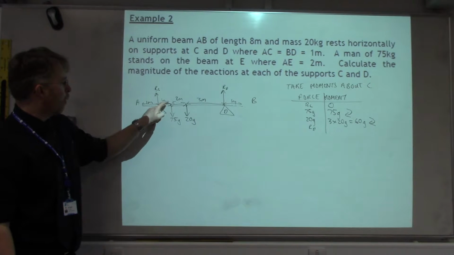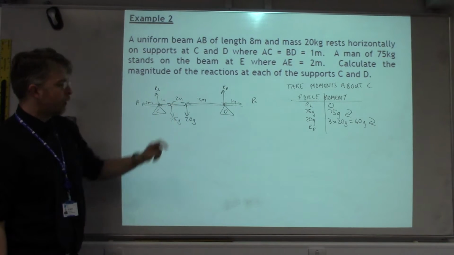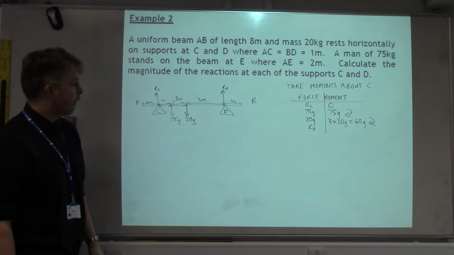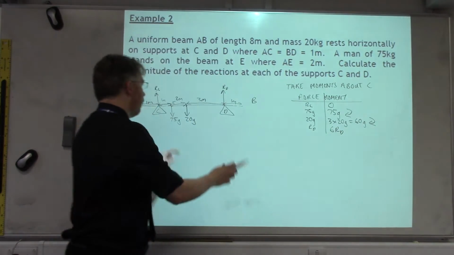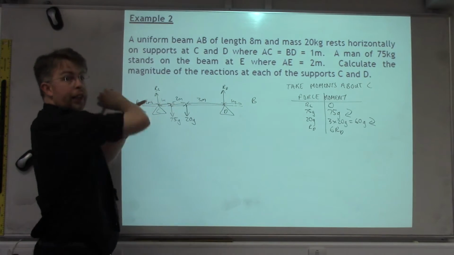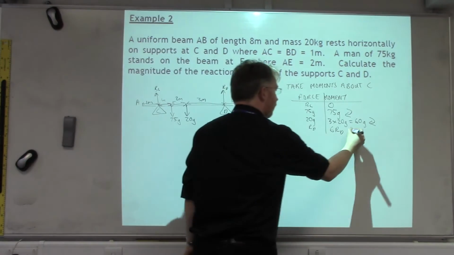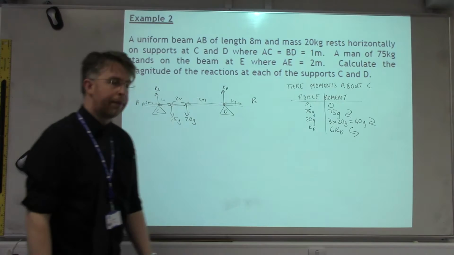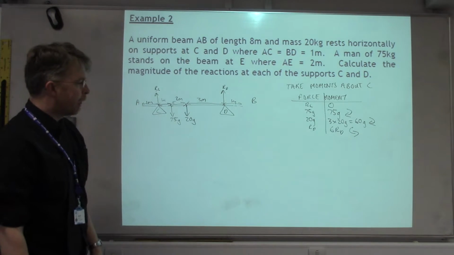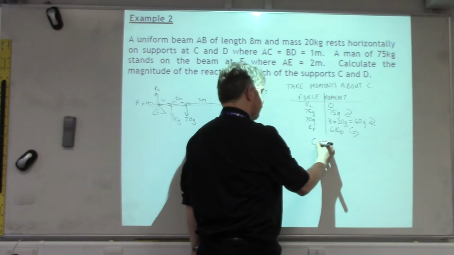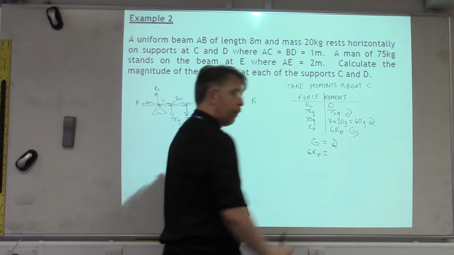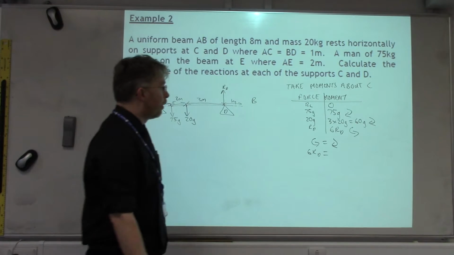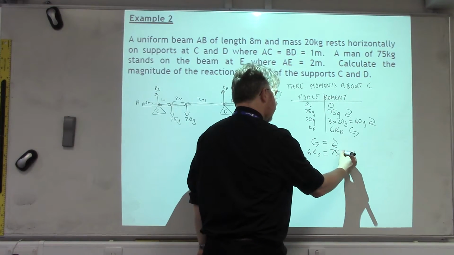RD is 1 plus 2 plus 3, which is 6 meters away. 6 times RD, 6RD. But this one will spin in an anti-clockwise direction around C. So again, we do anti-clockwise equals clockwise, which gives us 6RD equals 75G plus 60G.